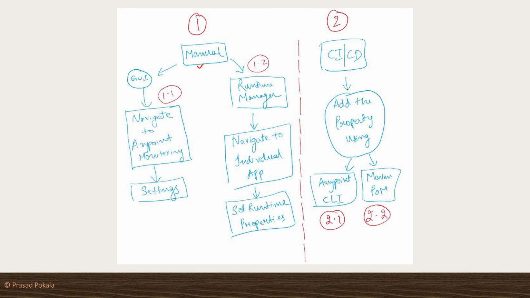And in the automated way, again there are two ways. One is using the Anypoint CLI. You can add the same property in an automated way using the Anypoint CLI Runtime Manager deploy command, or you can automate it using the Mule Maven plugin by including the property in the POM file in your project, so that the same will be enabled automatically during the Mule Maven deployments.